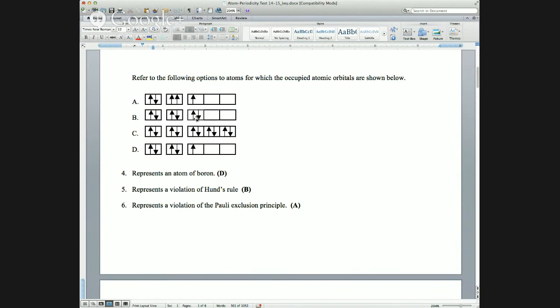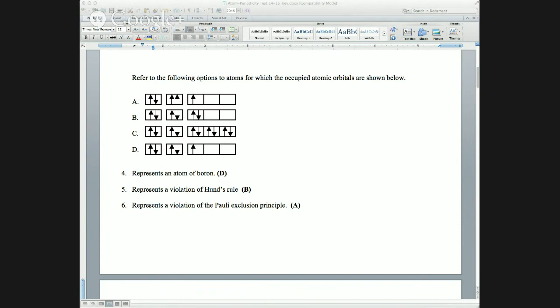A violation of the Pauli exclusion principle would be electrons pointing the same direction. You can't have electrons that occupy the same space. With electrons, you either know their location or their speed, and they can't be in the same location. What this is saying is that they're in the same location, occupying the same space. So you can't have that. Good. All right, that was number 5.